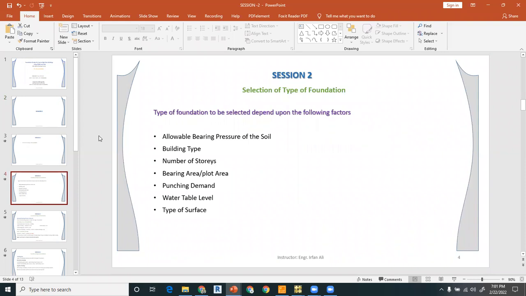These are the allowable bearing pressure of the soil, building type, whether it is residential or commercial, and the number of stories, if it is 5 stories, 10 stories, 20 stories, and the bearing area, the available plot area for the building for which we have to design the foundation, and the punching demand, water table level, and the type of surface, right? So these are the different factors which will affect the type of foundation.